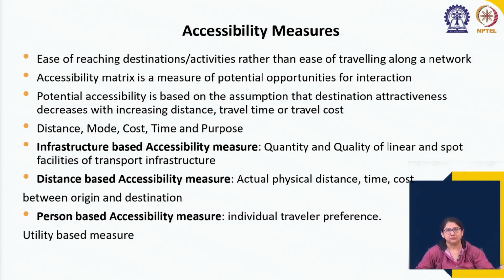Person based accessibility measure is based on individual travelers' preferences. It is also known as a utility based measure. Basically, it tries to find out what utility a person can derive based upon their choice of mode, etc., or choice between 2 locations as well.